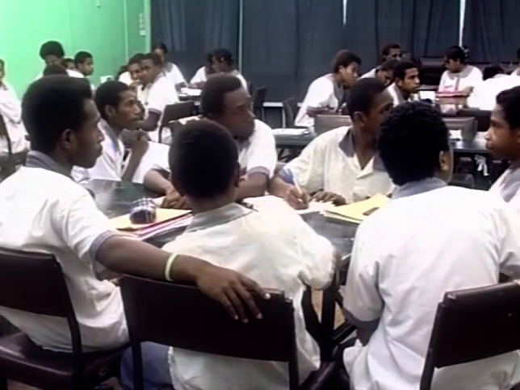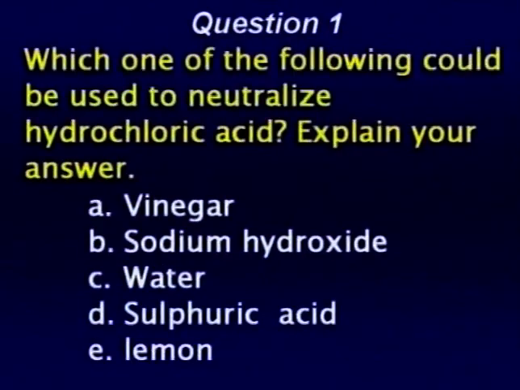Right. The first question is for the first group. First question, which one of the following could be used to neutralize hydrochloric acid? Explain your answer, and we have the answers or multiple choice where you have to pick the correct answer. Remember, you are going to go back and report to your group members, or you will give them the answer of those questions that you are working on. Is that clear?